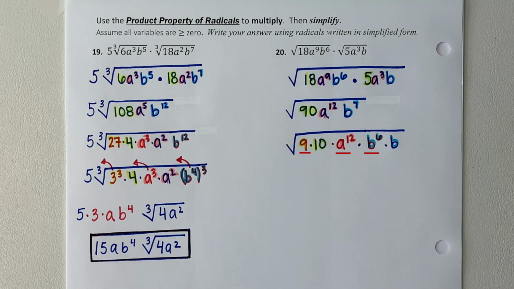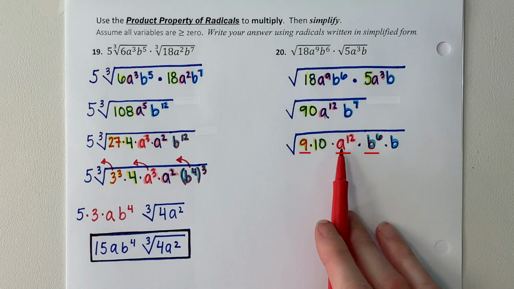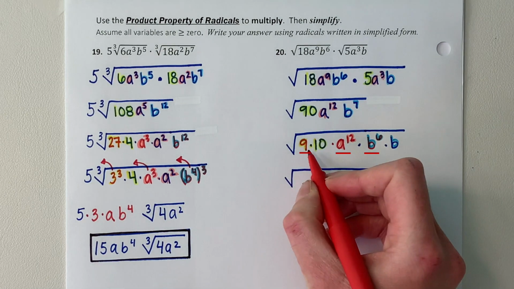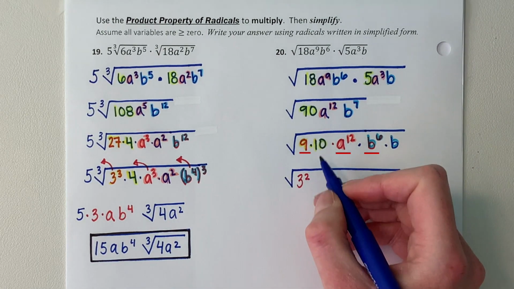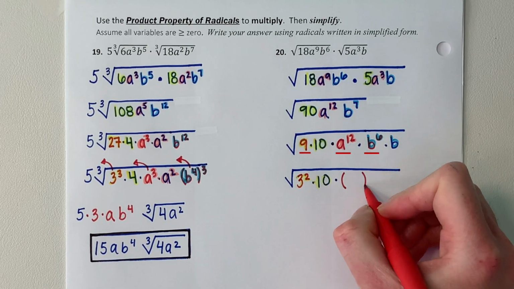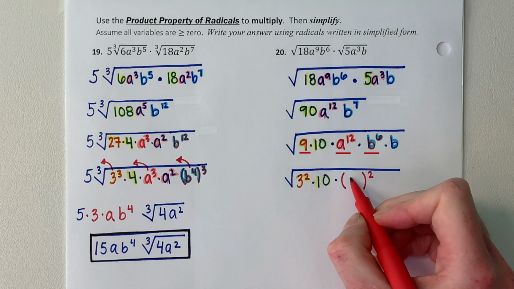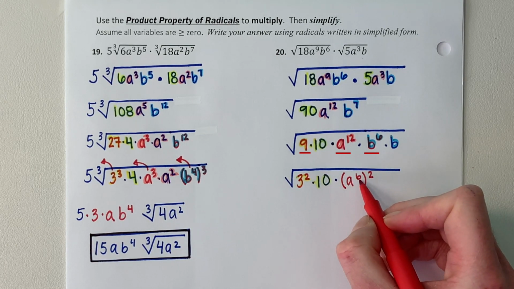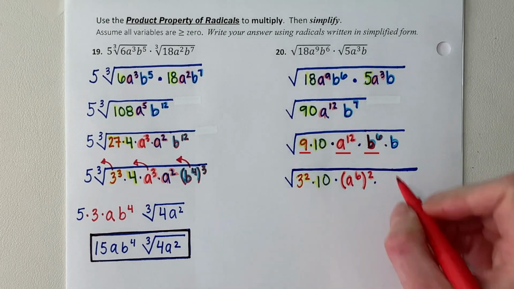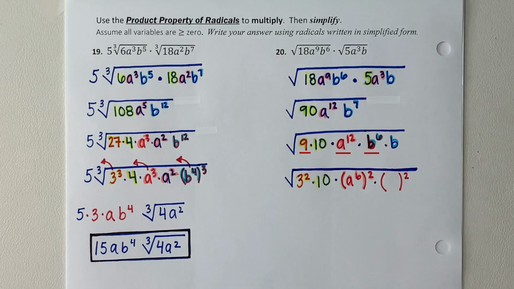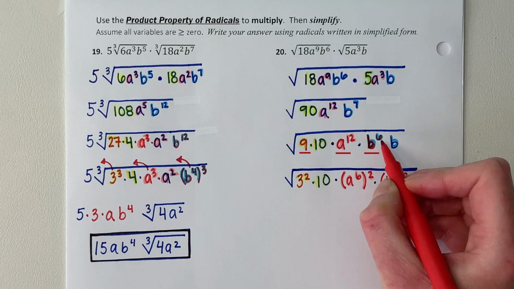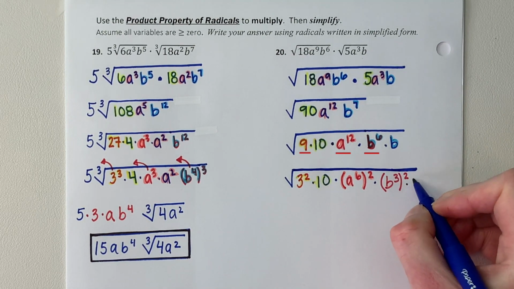Now that we've identified all of our perfect squares in red here, we need to rewrite all of those perfect squares as some quantity squared. 9 can be written as 3 squared, and we'll bring down the 10. A to the 12th is a perfect square, so we need to write it as some quantity squared. It looks like we would have to square a to the 6th, because 6 times 2 gives us 12. And b to the sixth is a perfect square, so we need to write b to the sixth as some quantity squared. It looks like we'd have to square b cubed, since 3 times 2 gives us 6. And then we'll bring down our b.